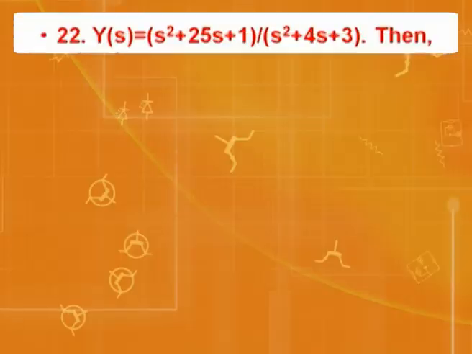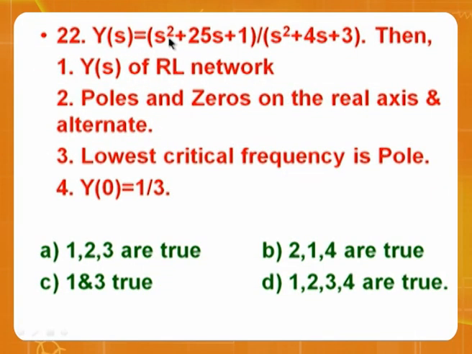Next, 22. Y of S is equal to S square plus 25S plus 1 divided by S square plus 4S plus 3. Then Y of S is an RL network. 2. Poles and zeros on the real axis alternate. 3. Lowest critical frequency is a pole. 4. Y of 0 is 1 by 3. So you have: 1, 2, 3 are true; 2 and 4 are true; 1 and 3 are true; 1, 2, 3, 4 are true.